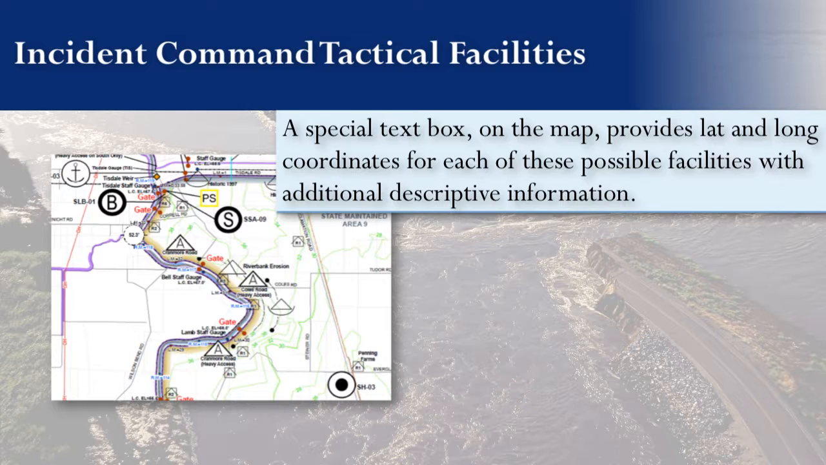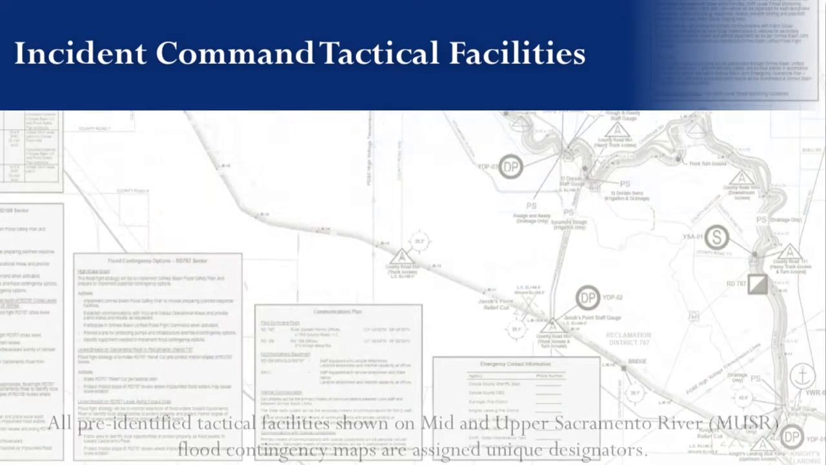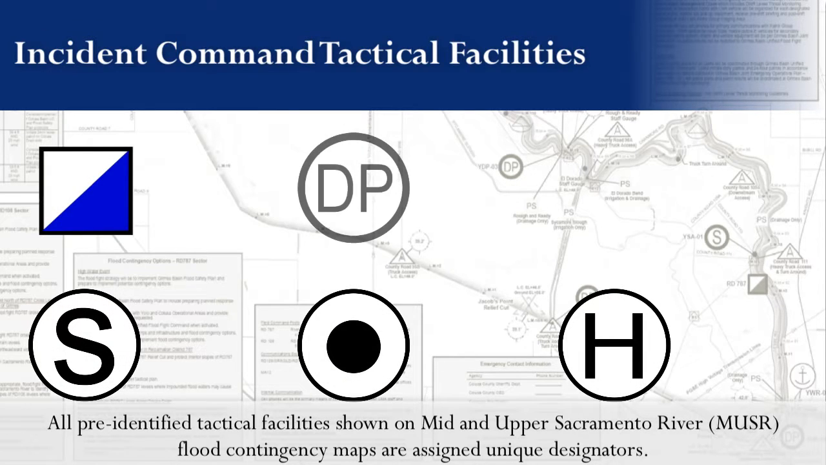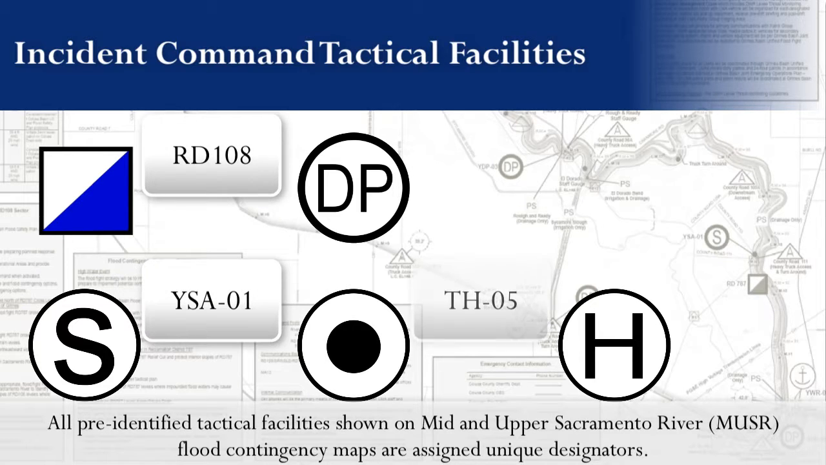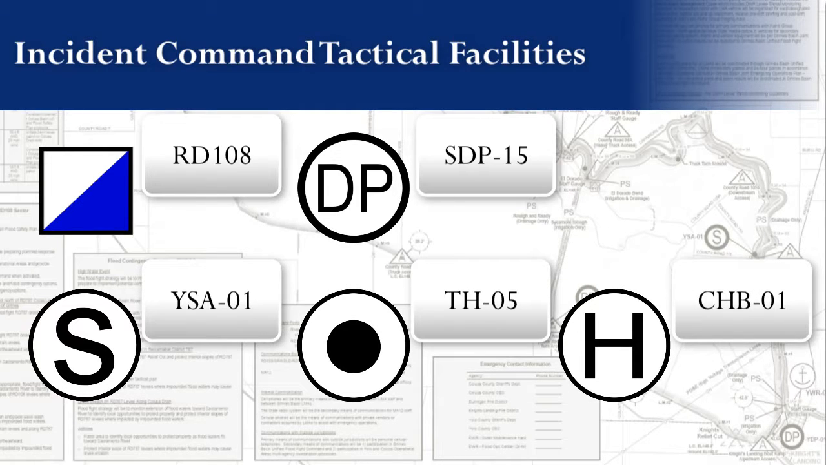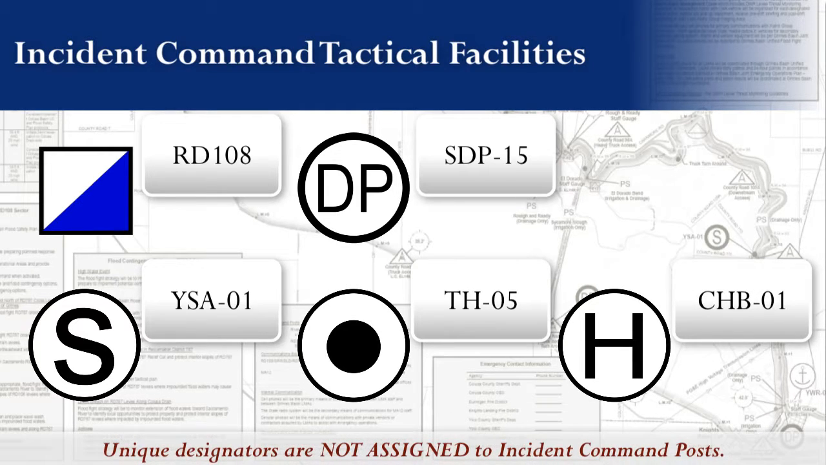A special text box on the map provides lat and long coordinates for each of these possible facilities with additional descriptive information. All pre-identified tactical facilities shown on MUSR flood contingency maps are assigned unique designators. The unique designator is shown next to the facility symbol on the map, preventing confusion during regional flood operations. Keep in mind that unique designators are not assigned to incident command posts.